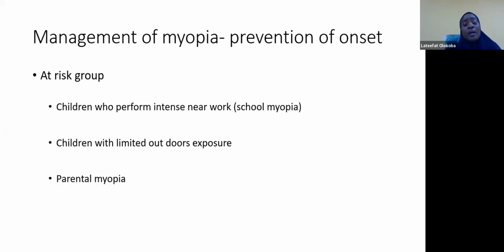So how do we prevent onset of myopia in children? Some children have been identified to be at risk of developing myopia. These children include children who perform intense near work, children that are born to parents that are myopic, and children with limited outdoor exposure, especially children that are living in high-rise enclosed apartments.